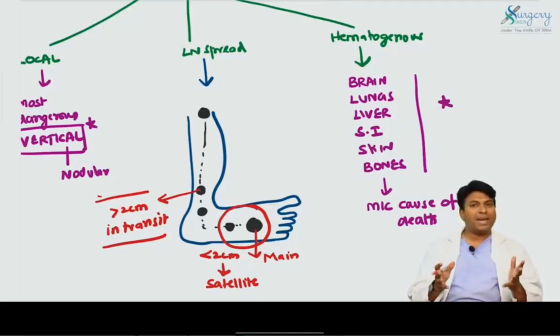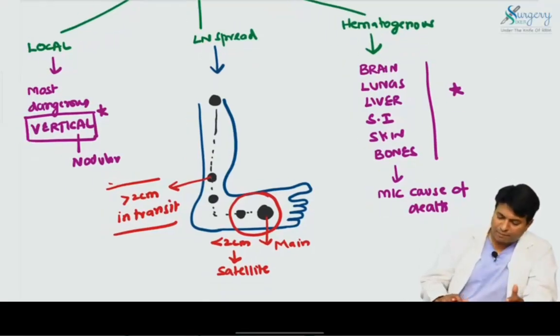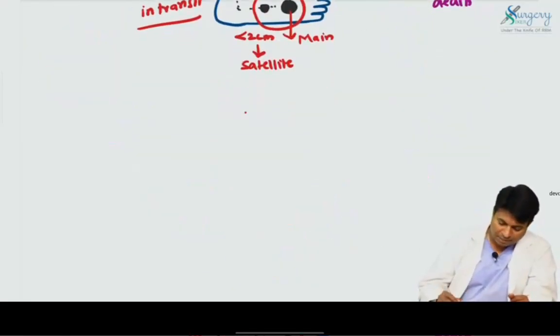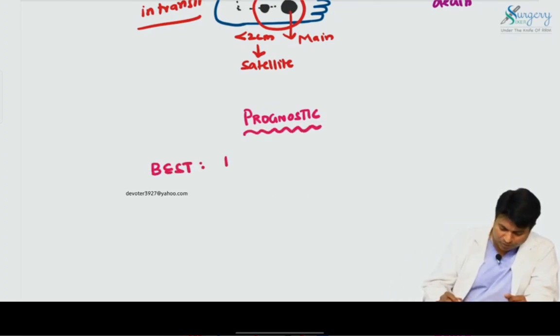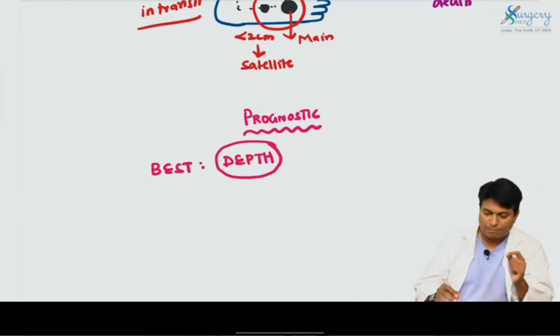So liver, lungs, brain, small intestines, other places in the skin, different places of skin, and bone, they can cause pathological fractures, etc. So if you see, melanoma is one cancer which can spread by multiple methods. And coming to the prognostic factor of this melanoma, how will you say the prognostic factor? The best prognostic factor is depth of infiltration. Please don't forget, depth of infiltration is the best prognostic factor.